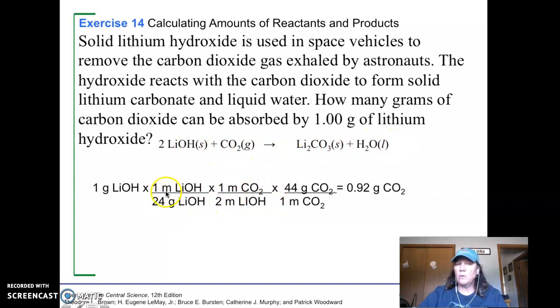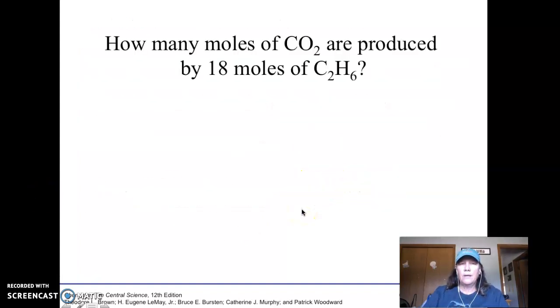This comes from my balanced equation. Moles on the bottom, moles I'm trying to find on top. These are my coefficients from my balanced equation. And then I'm going to switch this back to grams. Again, 1 mole, and this is its formula mass. And then you just multiply and divide. Okay? Okay, here's another one.